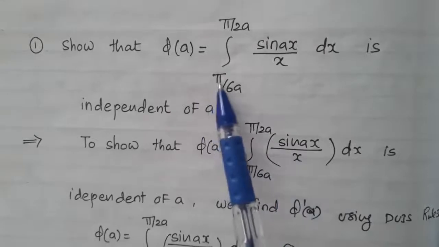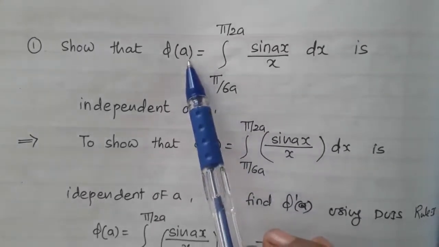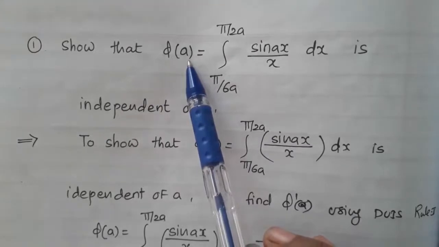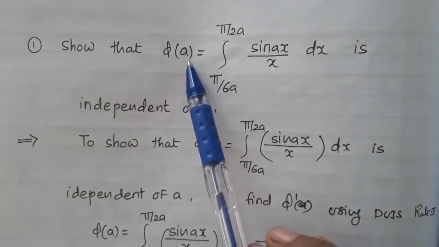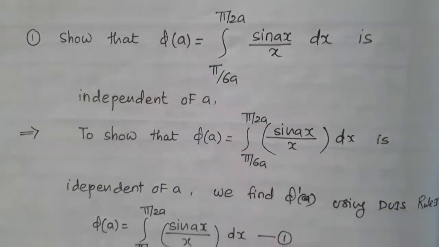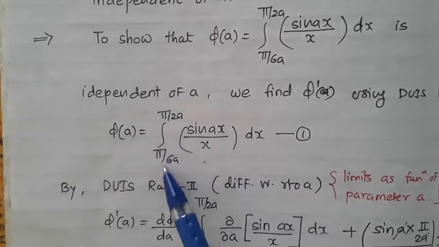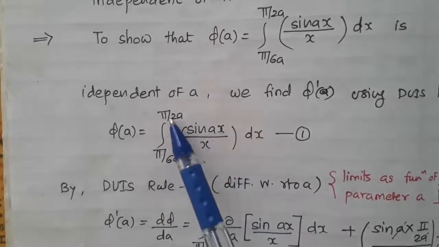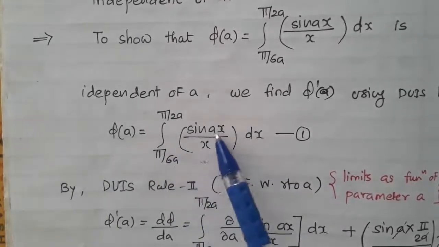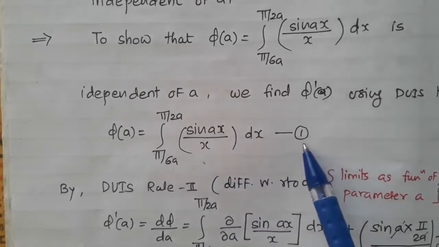So to show this phi of a is independent of a, first of all we have to find phi dash of a. So here if you observe, instead of the notation I, the notation phi is used. So you can use this second notation also to denote this integral. So write down this phi of a as it is. Phi of a is equal to the integral from pi upon 6a to pi upon 2a of sine of ax upon x dx. Call it equation number 1.